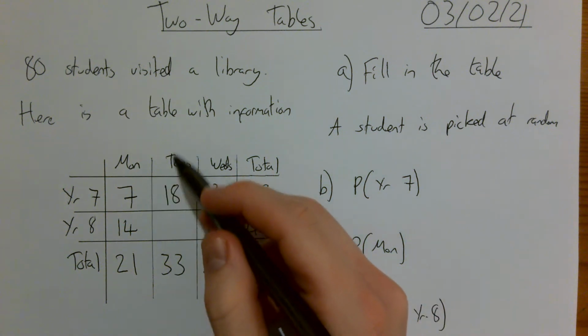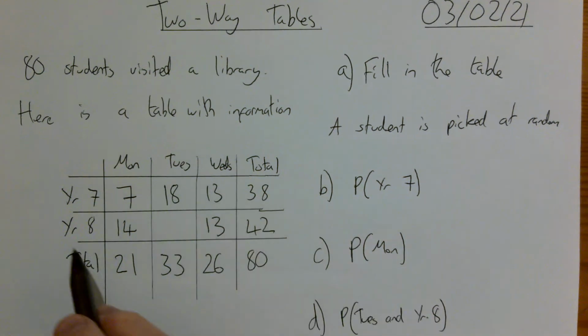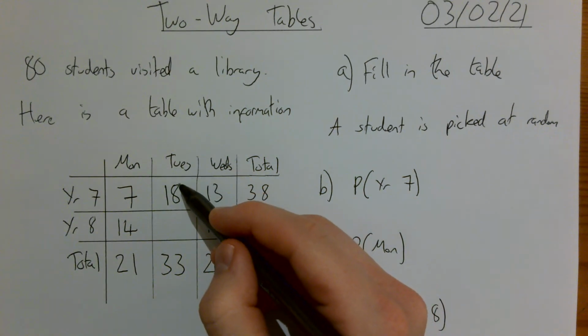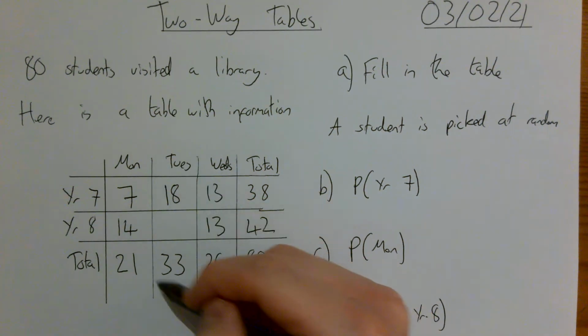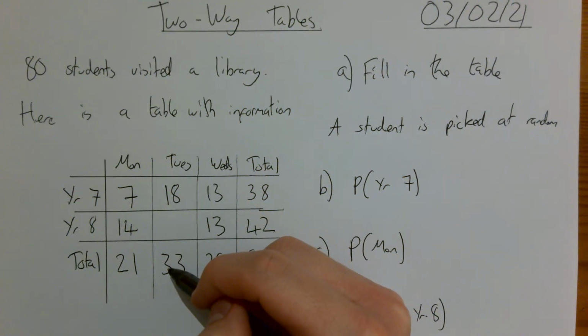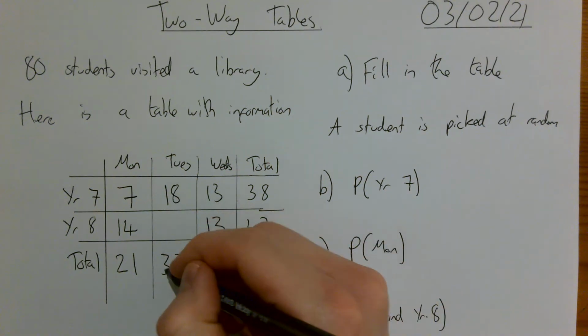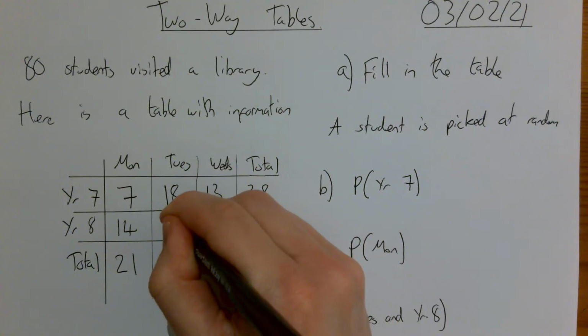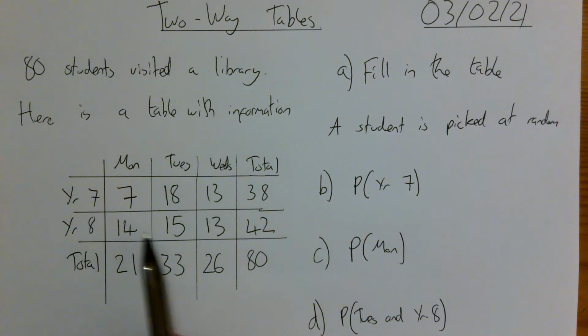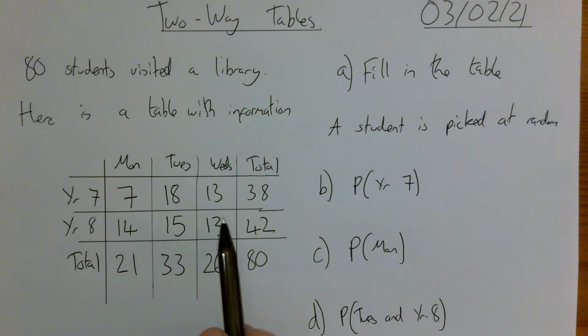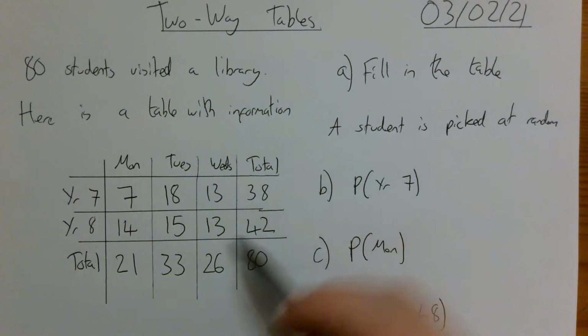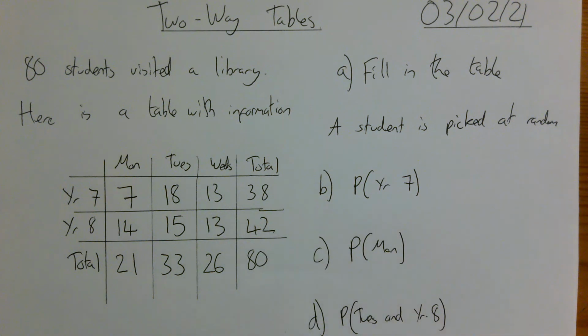And then let's do this box downwards, and then we can check it across. So on Tuesday there were 33 students in total, and there were 18 year 7s. So that would mean there would have to be 15 year 8s to make it 33 in total. And let's check that going across then. For year 8 in total, 14 and 15 is 29, plus 13 is 42. So it's all adding up, and then obviously all of this row and this column add up to make 80 altogether. So they're quite nice really.